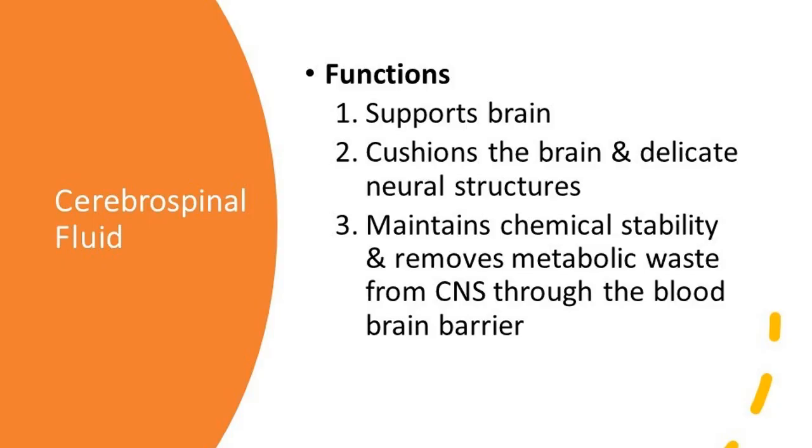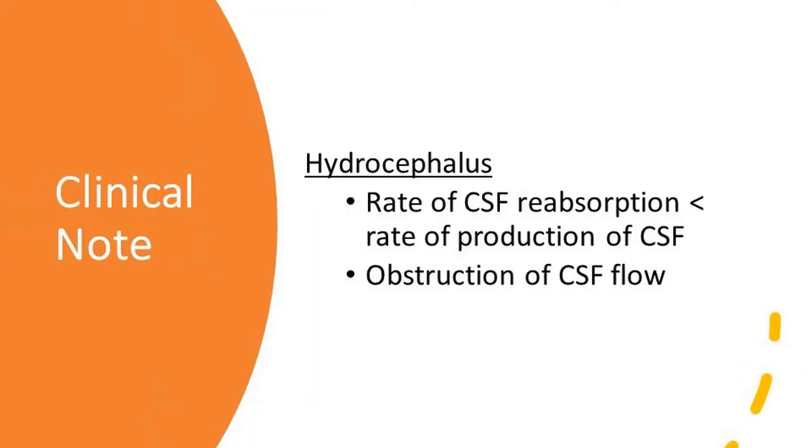So let's see the functions of the CSF. Now, the brain is floating in CSF, and hence it supports the brain and it cushions the brain and all the delicate neural structures that are associated with the brain. Since the brain is floating in this fluid, it actually acts like a shock absorber. CSF also maintains chemical stability, and it removes waste products from the central nervous system through the blood-brain barrier.